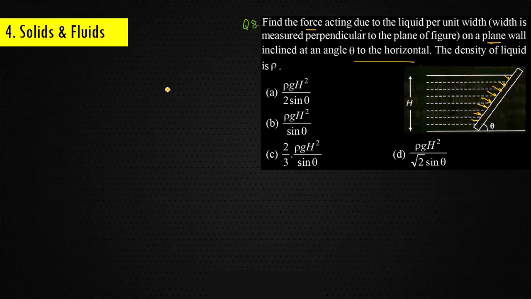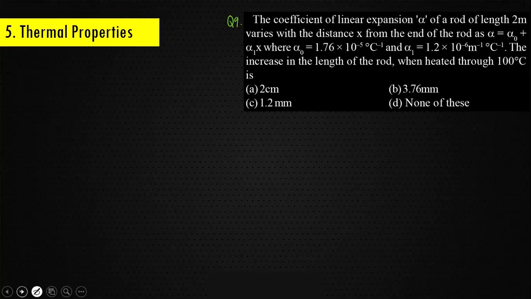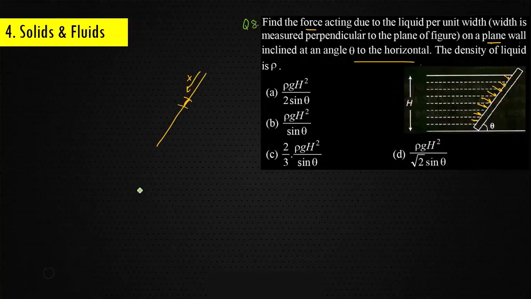Let us say this is the wall. At a distance of x, moving from this direction, I take an element of length dx. I want to take what is the force on this element. Let us say this is the dx element. So the force acting on this element is df. What is df? df should be equal to P into the area of this element.